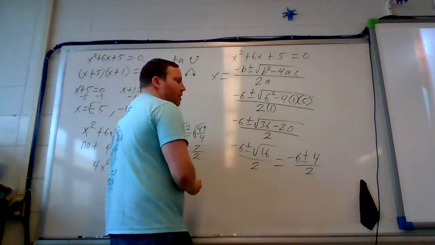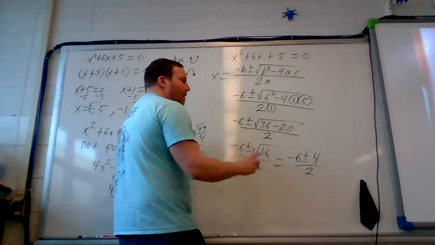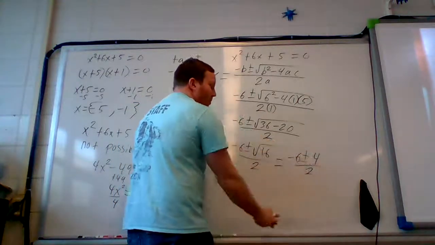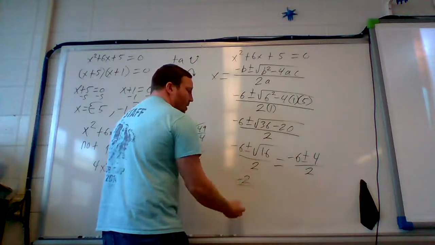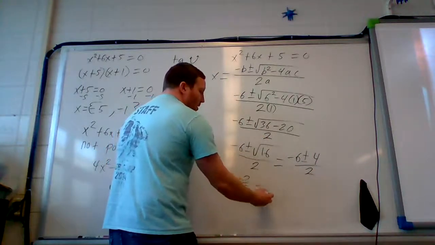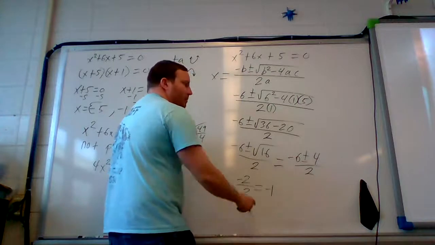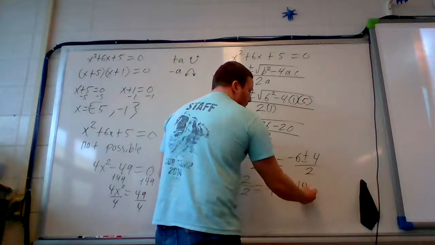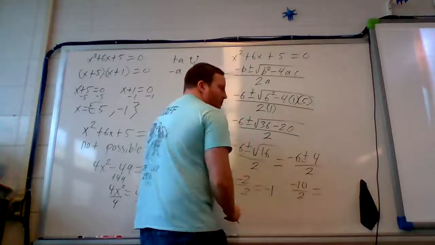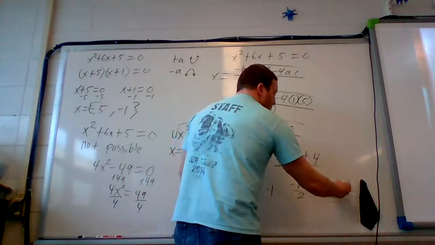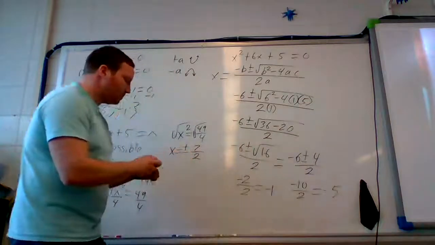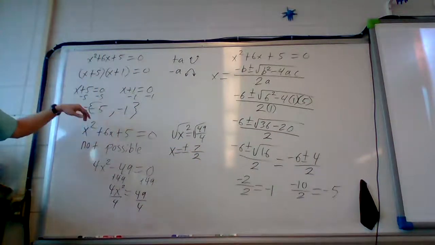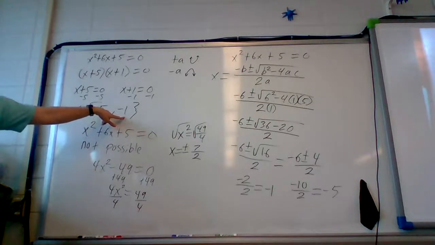divided by 2. So again, here's where we get our two answers, right? We have a positive and a negative. So we have negative 6 plus 4, which gets us negative 2 divided by 2, which would be negative 1. We also have negative 6 minus 4, which gets us negative 10 divided by 2, which is also negative 5, which is what we got from our factoring, right? Same problem, same answers, different method.